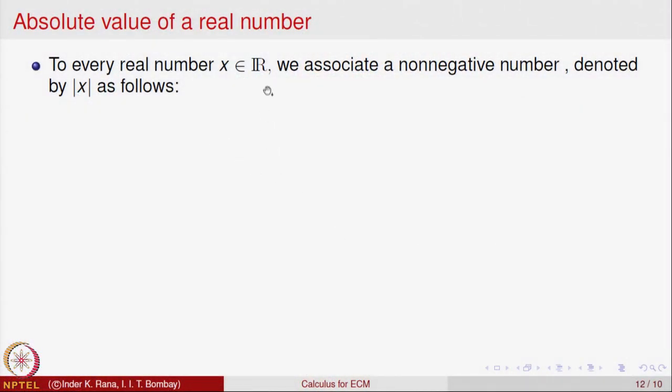How does one make it more precise mathematically? What is this number algebraically? This is called the absolute value of a real number. For every real number x, we associate a non-negative number, denoted by two bars around x. It is called the absolute value of x, or mod x, modulus of x, and it is defined as follows. Modulus of x is defined to be x itself if x is bigger than or equal to 0, and it is written as minus x if x is less than 0.